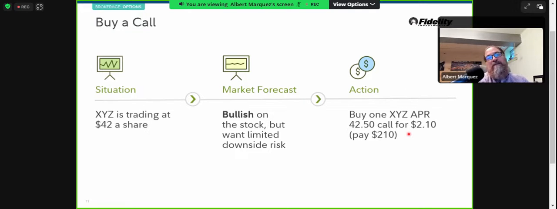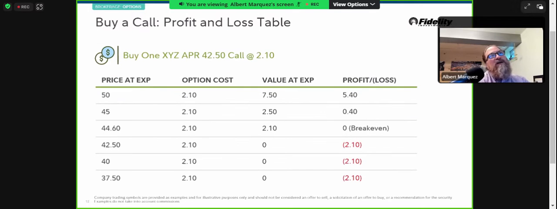What is our risk here? Well, our risk is our premium. We paid $2.10, or $210, for the position. If nothing happens and the stock moves lower, we are going to lose that $210. But that's the most we'll lose. Even if it goes much lower, our exposure is that $210 as opposed to the $4,200 we'd have to pay for the shares of stock. So let's take a look at this in a table format, a little easier to understand at that point.